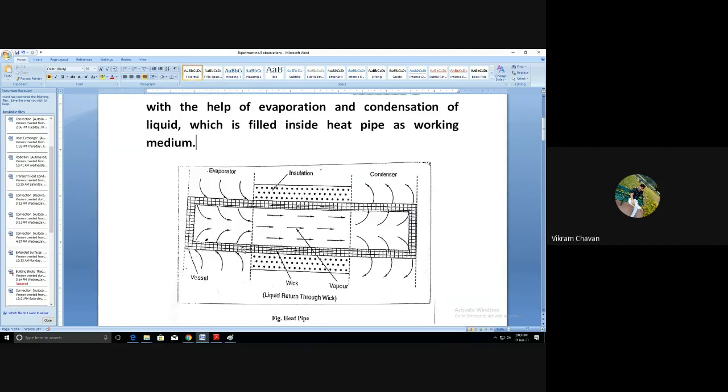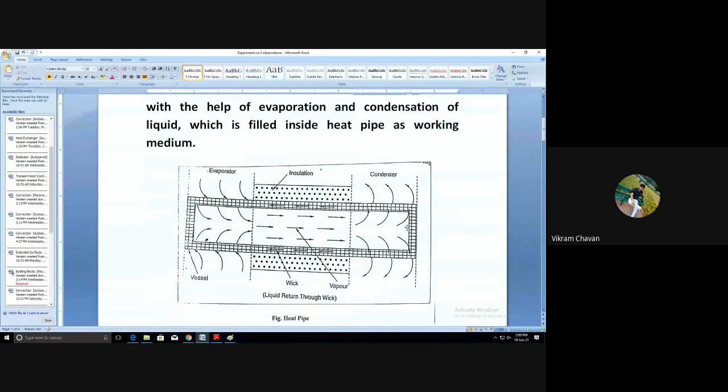If you see this particular diagram, you will see a vessel which is sealed at both the ends. The heat pipe is always sealed at both the ends so that it is separated, or isolated, from the external environment. The heat pipes are closed at both their ends.